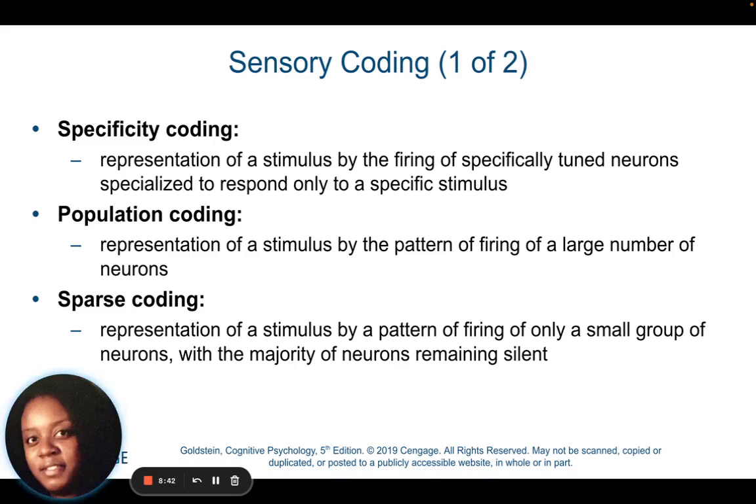Population coding occurs when the representation of a stimulus occurs by the pattern of firing of a large number of neurons. So when it comes to population coding, we are looking at which neurons in this area are going to fire, so it's based on the population that is being affected. Then sparse coding occurs when only a small group of neurons fire, and the majority of them remain silent. So sometimes sparse coding occurs where only parts of the brain are activated and the other neurons in the brain remain silent.